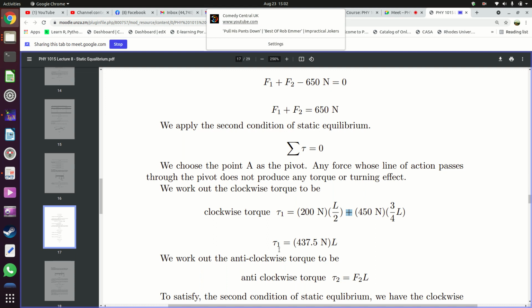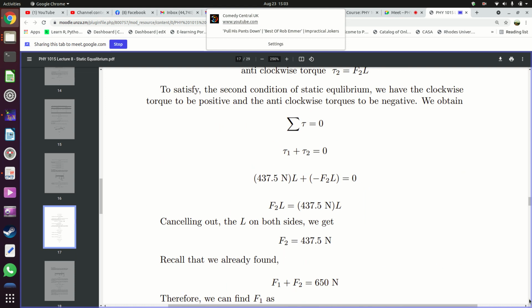So you're going to end up with the clockwise torque being equal to 437.5 newtons times the length. Then the anticlockwise torque, which is torque 2, is going to be the force, which is F2, times the length times sine 90, which is what you're going to get there. Then after that, you decide what you're going to do.